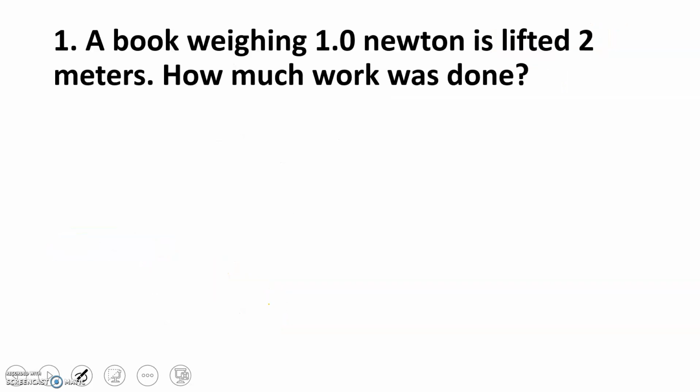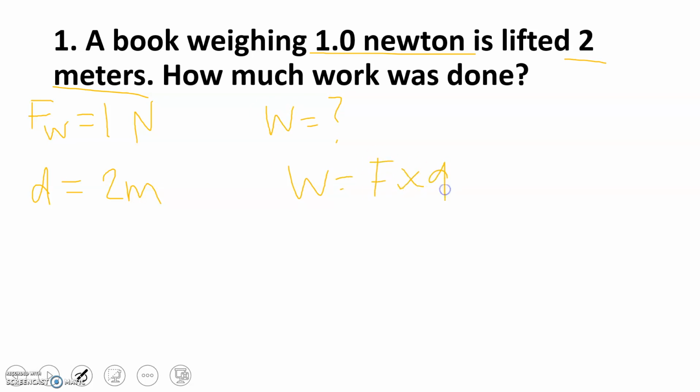All right, number 1, a book weighing 1 newton. That's its weight, so a force of 1 newton, and it is lifted 2 meters. That's a distance or displacement. How much work is being done? We need to find work. We know that work is force times distance. So work equals, our force was 1, and our distance was 2. So the work being done was 2. Work is measured in joules, so you should have gotten 2 joules.